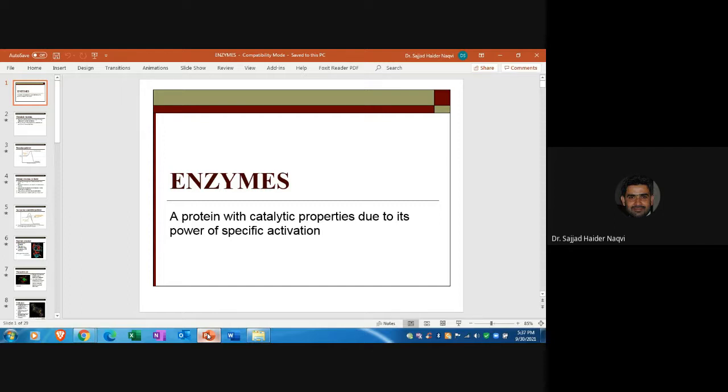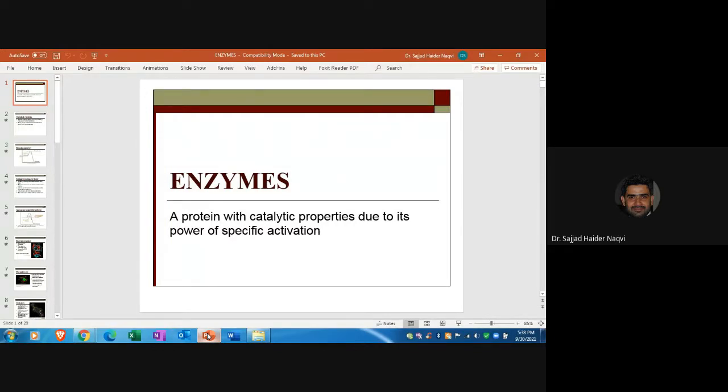How do you define the enzymes actually? Enzymes are proteins with specific catalytic properties in order to catalyze different metabolic reactions. And this is going on because of the power of their specific activation. So in short, enzymes are chemically protein and they have a specific activation capability by which they will catalyze the reactions, the metabolic pathways within the biological cell.